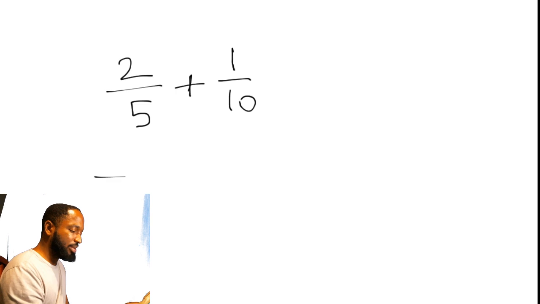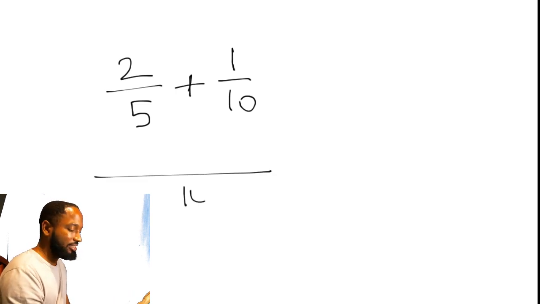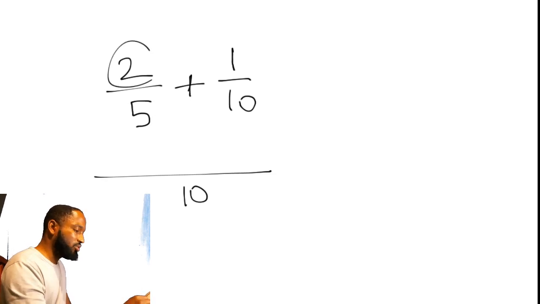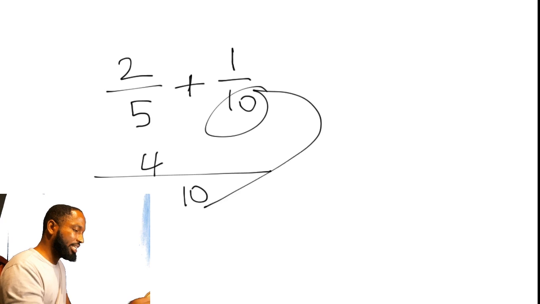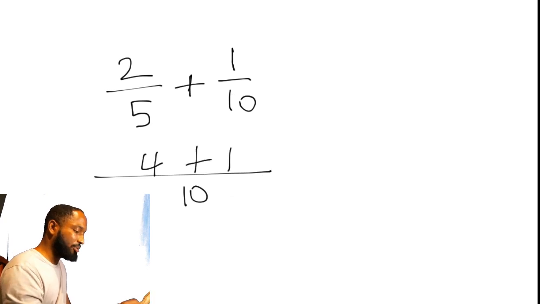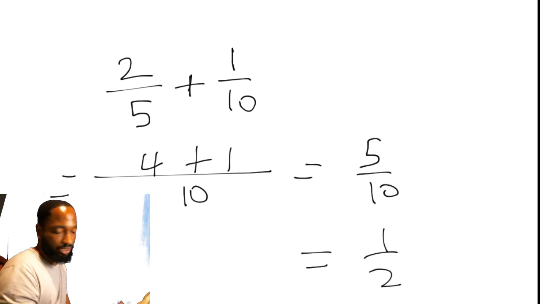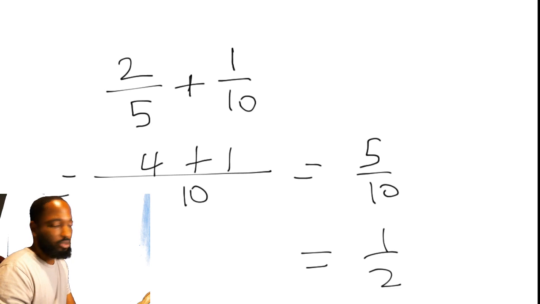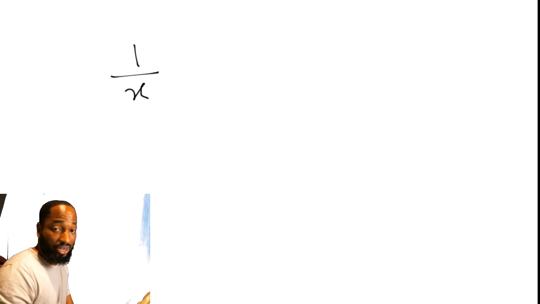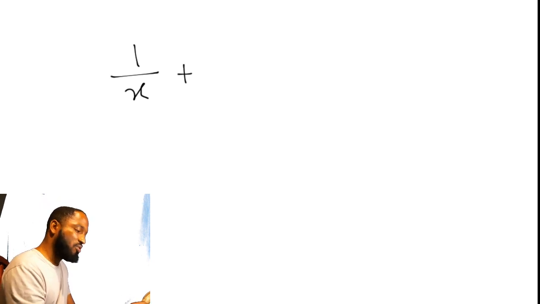How about if we had 2 over 5 plus 1 over 10? What's the LCM of 5 and 10? The lowest number both of them can go into is 10. So 5 into 10 is 2, 2 by 2 is 4, and 10 into 10 is 1, so you end up with 1 here. So this is going to be 5 over 10, or half, is the answer. You can break it down. But what to do if you end up with a variable lying down there? How do we solve stuff like this?